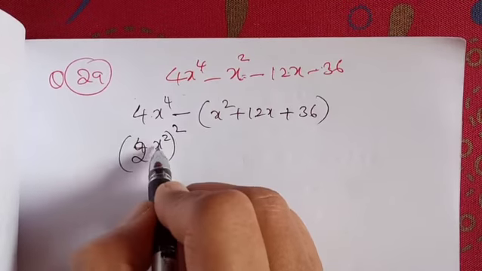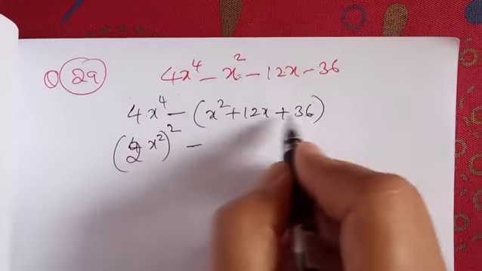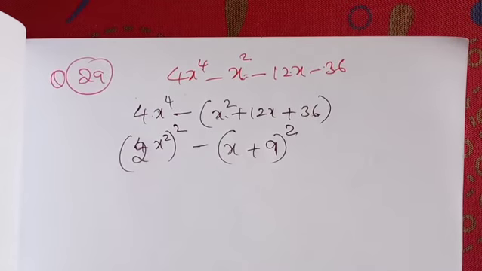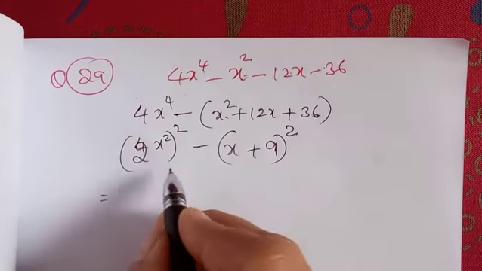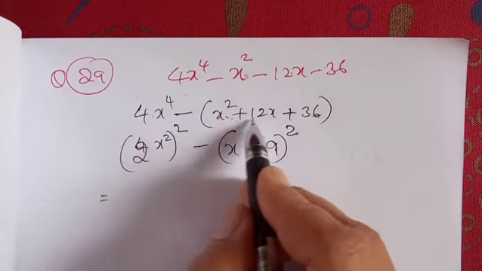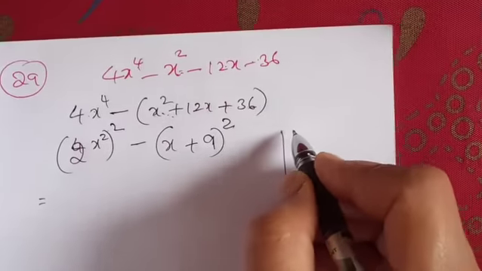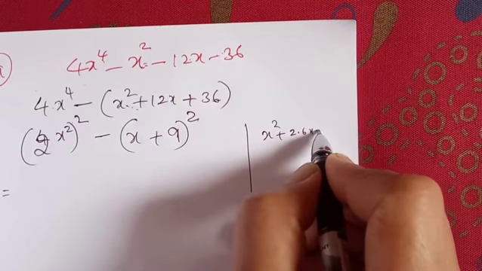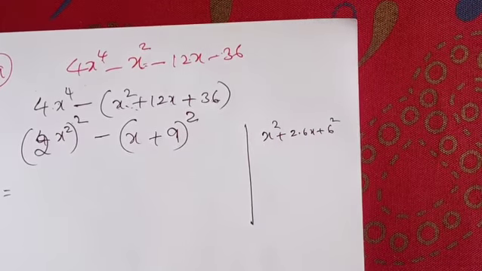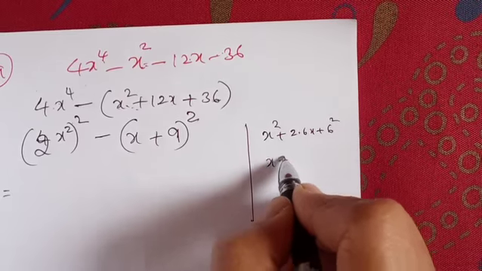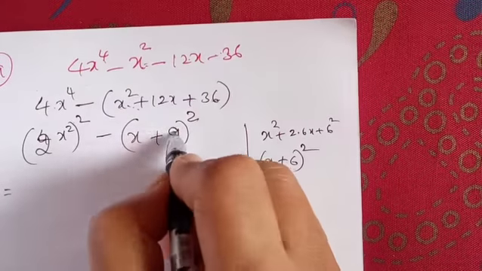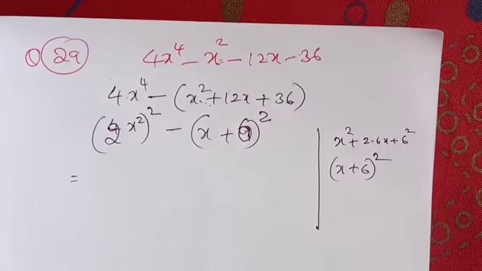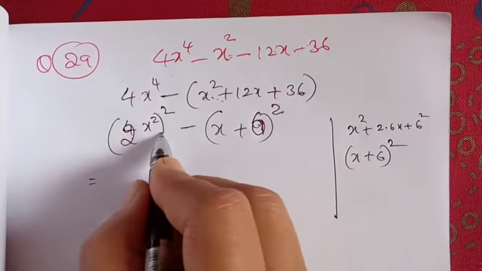So I converted this to 2x square whole square, and now this can be converted to x plus 6 whole square. Children, if you want, you can do this in rough work: x square plus 2 into 6x plus 6 square. Correct? So x plus 6 whole square. This is not 9, children, it is 6. 6 6s are 36. Now this is a difference of squares.